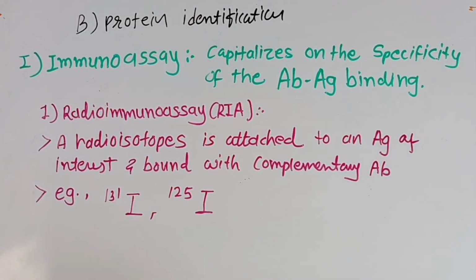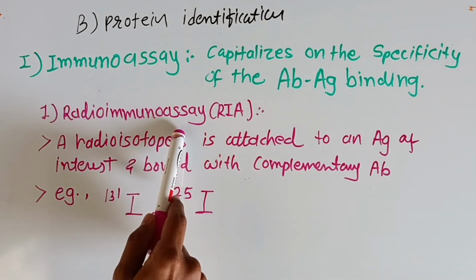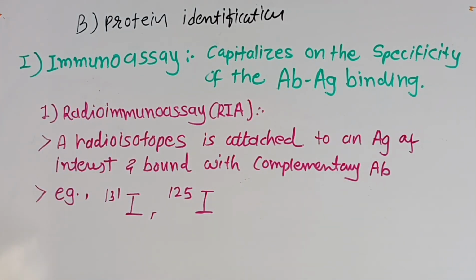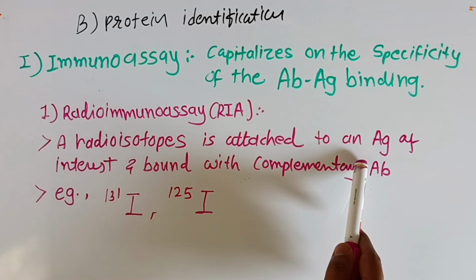So what is immunoassay? Immunoassay is an immunological reaction that capitalizes on binding between an antibody and an antigen. Okay, a specific antibody binds with a specific antigen. In this method I include five immunoassay methods. First one is radioimmunoassay. As the name suggests, radioisotopes are used. Here the antigen is labeled with radioisotopes.